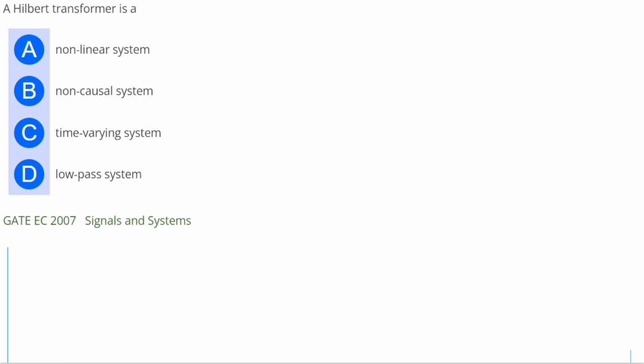Next question says: a Hilbert transformer is which type of system? So before knowing which type of system it is, we should know what a Hilbert transform is. The Hilbert transform impulse response is characterized by h(t) equals 1 by pi t, where t goes from minus infinity to infinity.